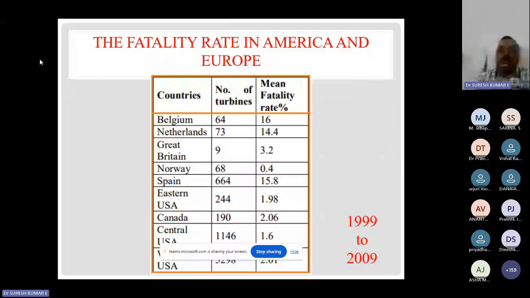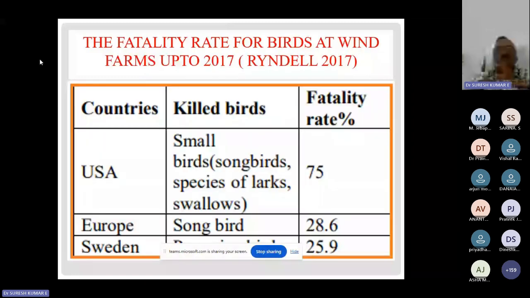Similarly, in the Netherlands, you can see; Great Britain is comparatively less, 3.2; Norway, 0.4; Spain, 15.8; USA eastern side, 1.98, only, too low; Canada, like that. Again, another study is there. That is the fatality rate of birds at wind farms up to 2017, by a study by Ragnall.